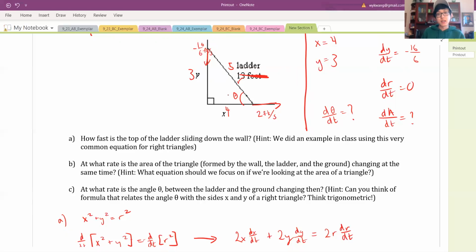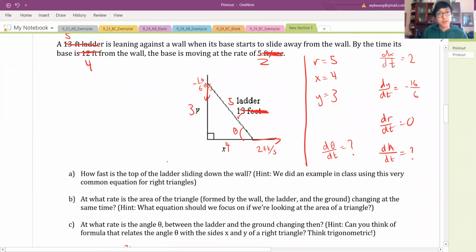So you're probably going to need to get your calculator out because we're going to need to use inverse trig functions. Honestly, I haven't done this in a long time, but I know that tangent of theta is equal to y over x, right? So it's going to be 3 over 4. I know that's what tangent of theta is equal to.